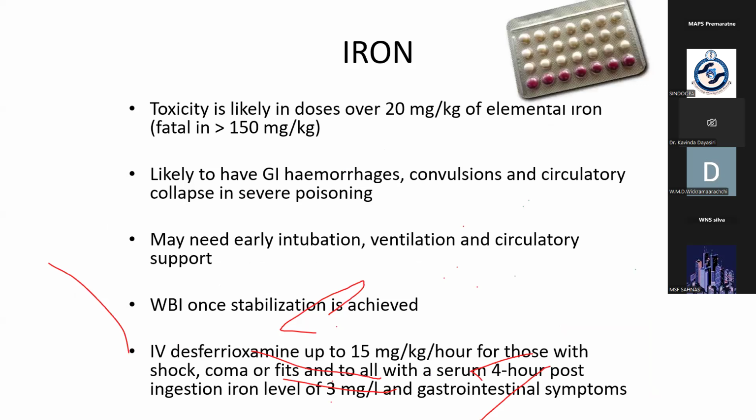And iron is a commonly used drug by most women or mothers of childbearing age. However, it can be poisonous as well. It can cause gastrointestinal hemorrhages, circulatory shock, convulsions in significant overdose. And the antidote is desferrioxamine.